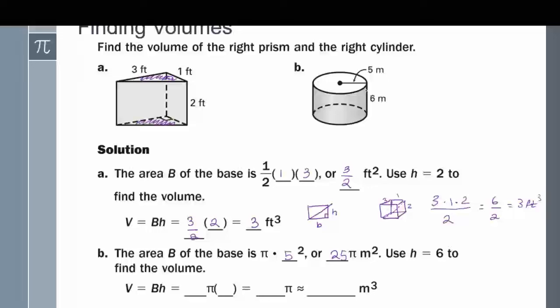Remember, the height is the length that is connecting the two bases, so I would take 25 pi and multiply it by 6. 25 times 6 is 150 times pi, and plug that into the calculator. You get that your volume for your right cylinder is approximately 471.23 meters cubed.